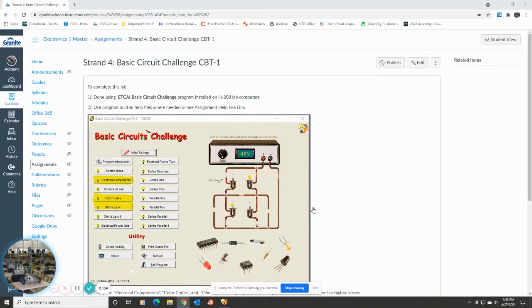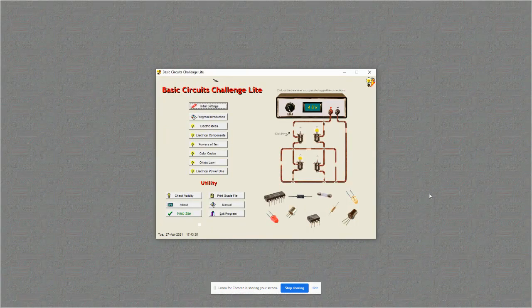What we're looking at today is some of the exercises in Basic Circuit Challenge. In the full Basic Circuit Challenge program, we're going to look at the things on the left side. These actually are the items that are in the Basic Circuit Challenge Lite program, which is free. So let's get started. Here's Basic Circuit Challenge Lite. If you looked at the picture before I switched, it said these were the items in the left column. Right column items are in the full version of the program. So I'm going to tell you how to get past each of these items. We'll start with electric ideas.